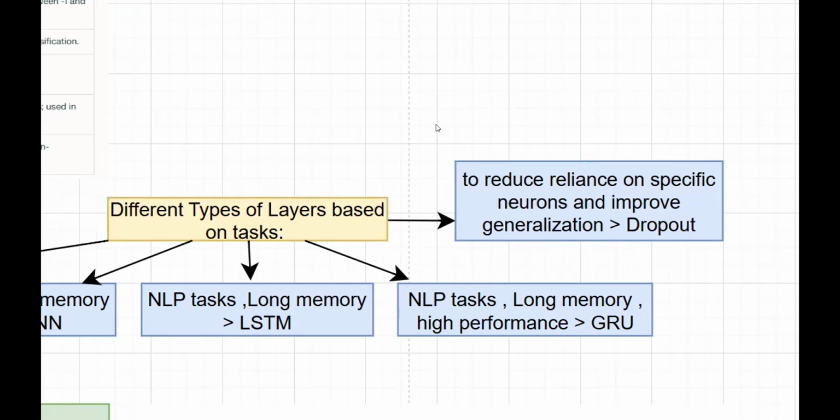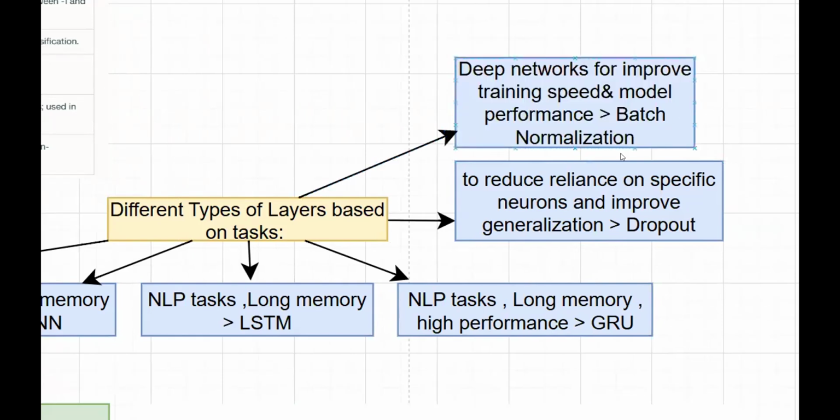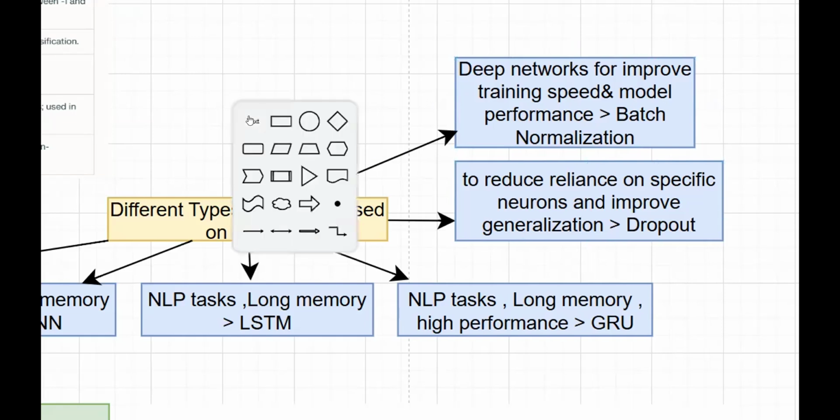And then we might have requirements like deep networks. We might have use cases with deep networks where we want to improve training speed and model performance. For such tasks, we need the batch normalization layer. That is the batch normalization layer for deep networks, used for improving the training speed and model performance.